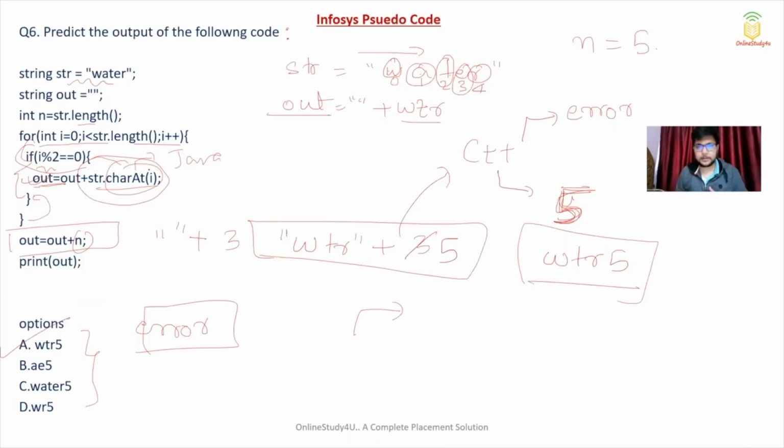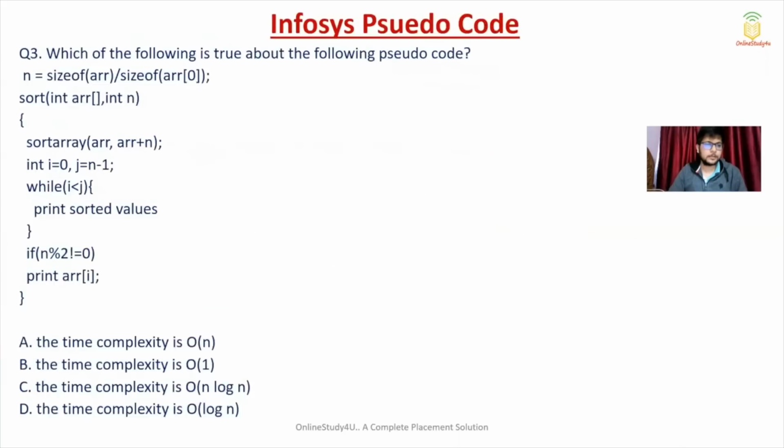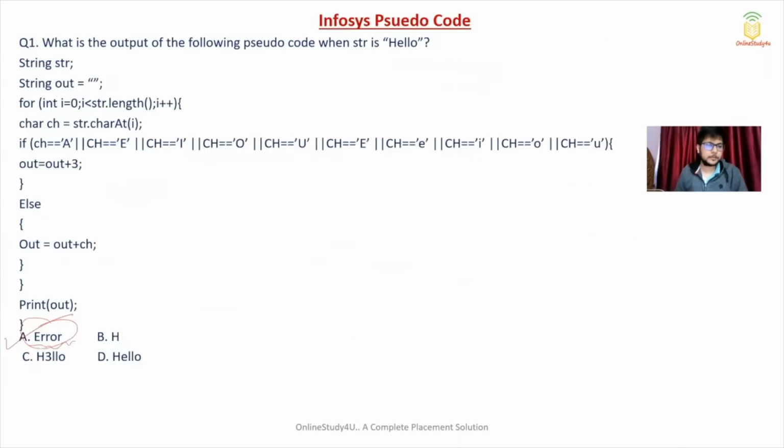But there must be an explanation, because we are talking about pseudo code, right? So there must be an explanation about it. So in the best case scenario, the answer is WTR5 here. And in the other one, the best case scenario is error, according to me, because this is not a valid operation in C++.